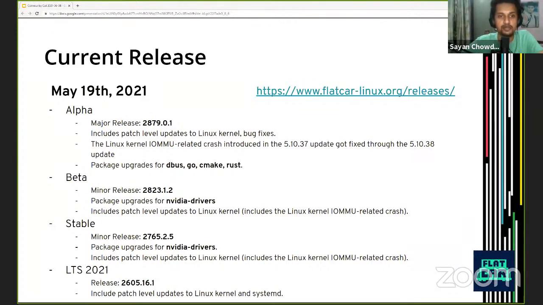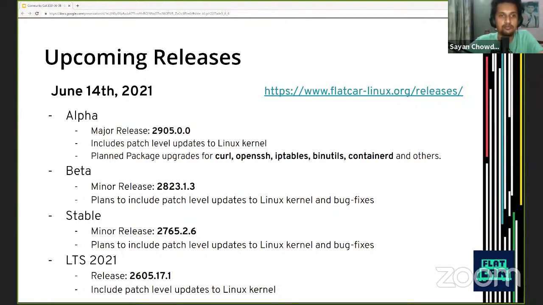Moving to next, we are planning a release on June 14th. The alpha would be a major release, 2905, and it would receive a lot of package upgrades which we have planned, like OpenSSH upgrades, containerd and others. Then beta, stable and LTS would, as regular, receive the kernel updates and a few bug fixes.